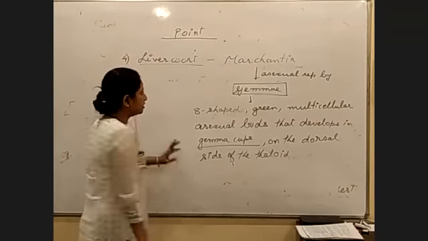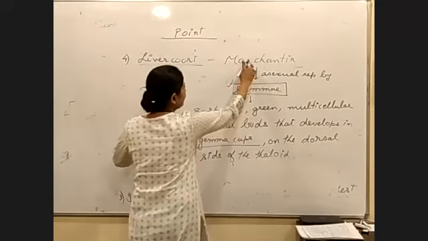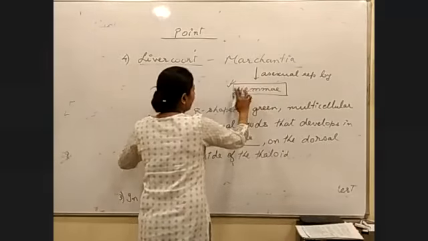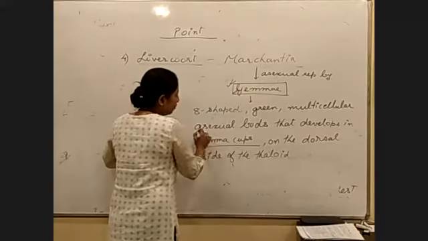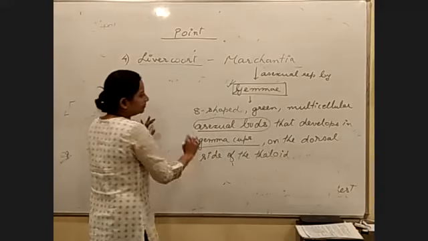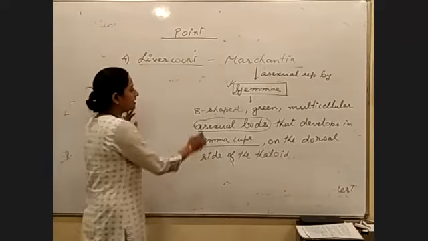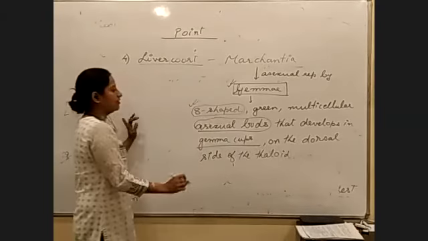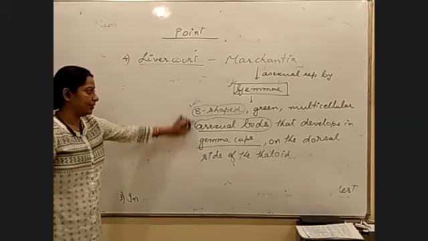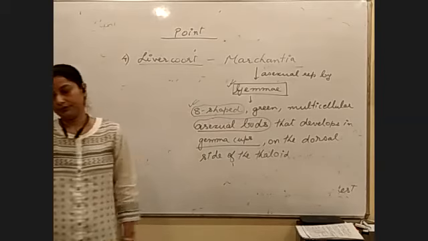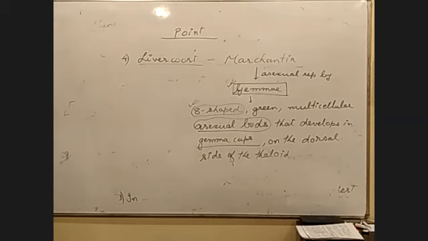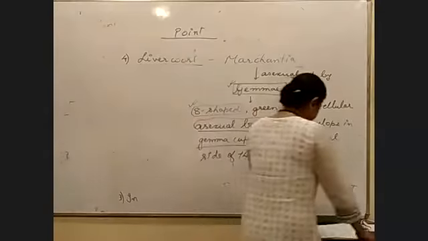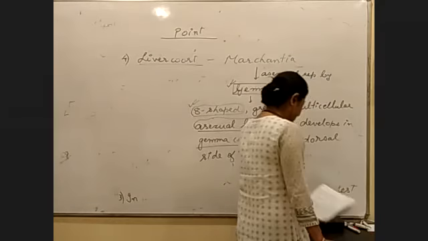Too many details are not important. What is important? Marchantia reproduces asexually with the help of gemmae. What is a gemma? It is a type of asexual bud, right? Sometimes a question comes asking what the shape is. It is an H-shaped structure. So gemmae look like this. So question ahead: the presence of gemma cup is a characteristic of Marchantia.